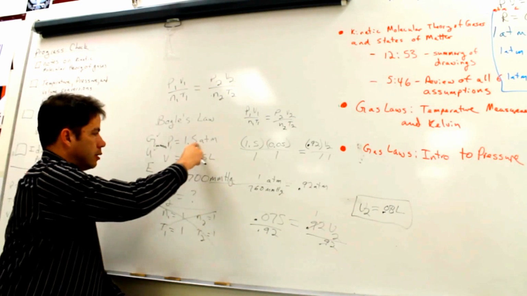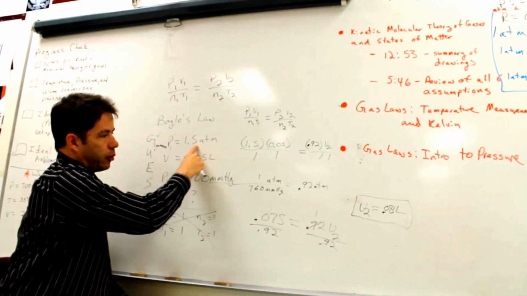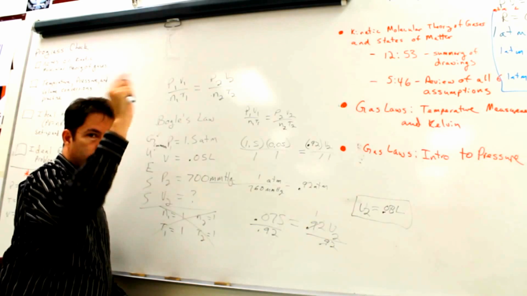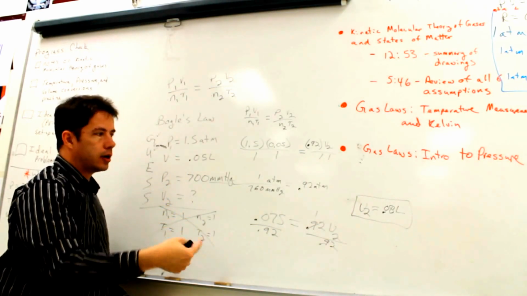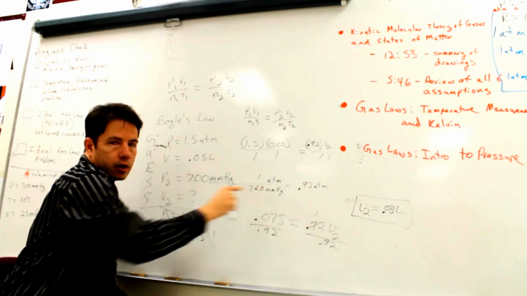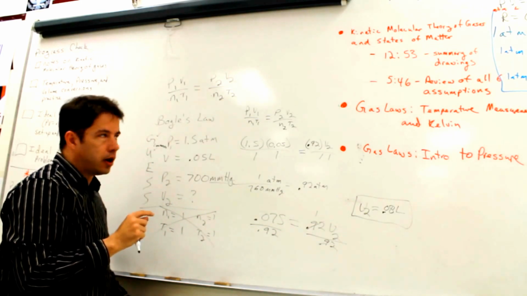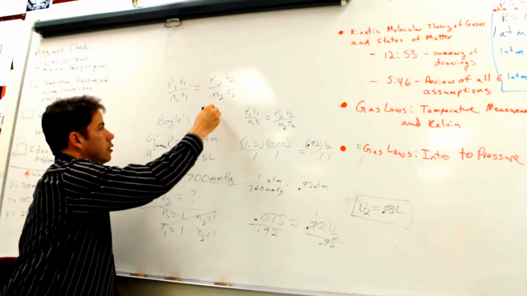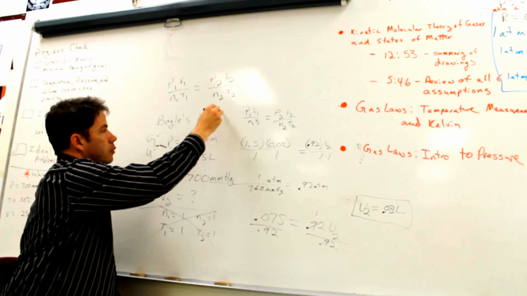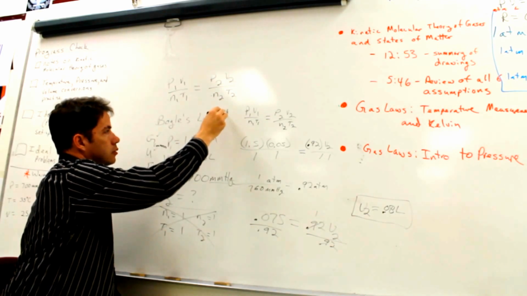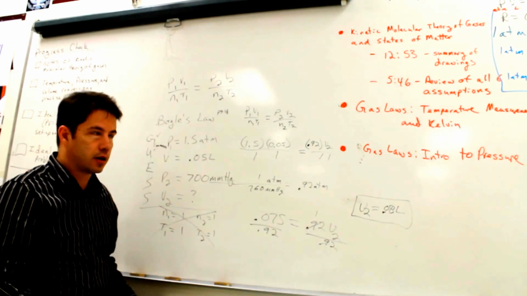Does that check? My pressure went from 1.5 to 0.92, so it dropped. So my volume better increase, and it does. It increases. That's Boyle's Law. You might even write a little P goes up, volume goes down. They're opposites of each other. Okay?